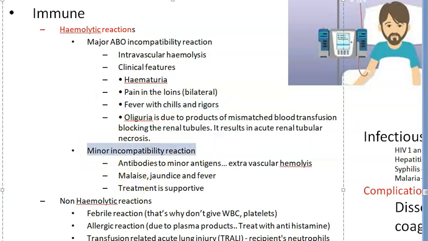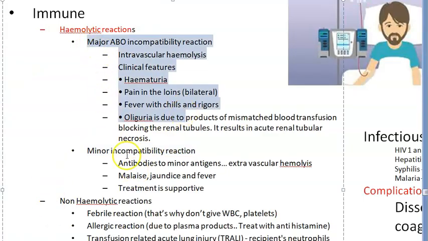Then minor incompatibility. Guys, are you focusing? Major incompatibility, ABO blood group itself a mismatch, okay, that is over. Maybe they really gave the wrong blood group. Now coming to minor, the antibodies are the problem. Okay, and here there will be extravascular hemolysis, outside of the blood vessel, and these people can have malaise, jaundice, fever, etc. The treatment is supportive.